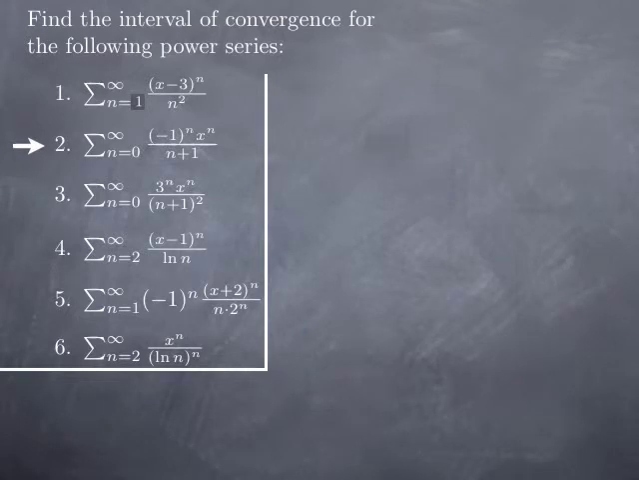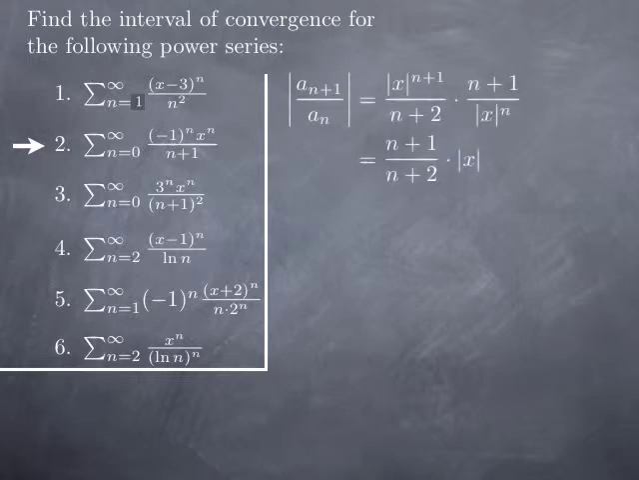For the second example, we're looking at the series from 0 to infinity of (negative 1) to the n, x to the n divided by n plus 1. So this is a power series centered at 0, where the nth coefficient is (negative 1) to the n over n plus 1. As usual, we use the same convention for a_n. a_n is the general term of our series, and we look at the ratio of two consecutive terms in absolute value in order to try to use a ratio test.